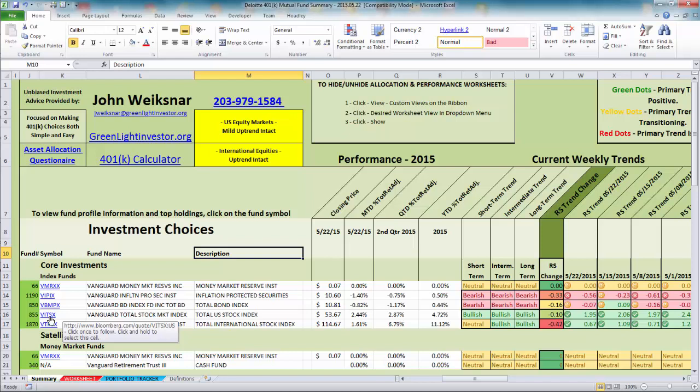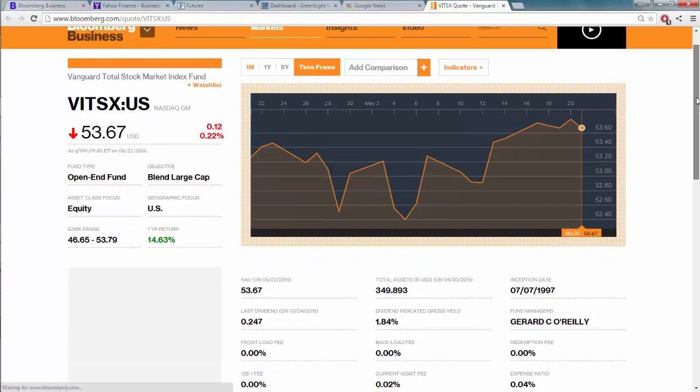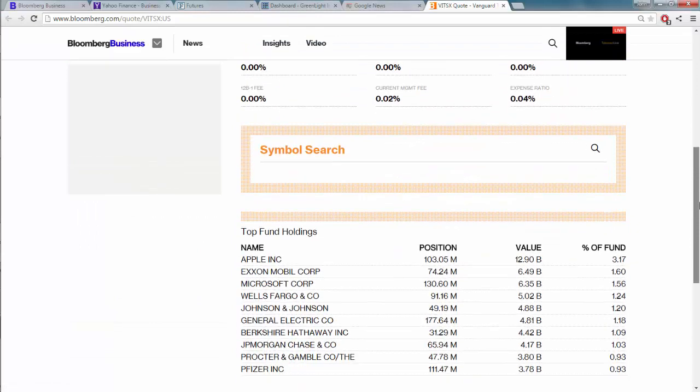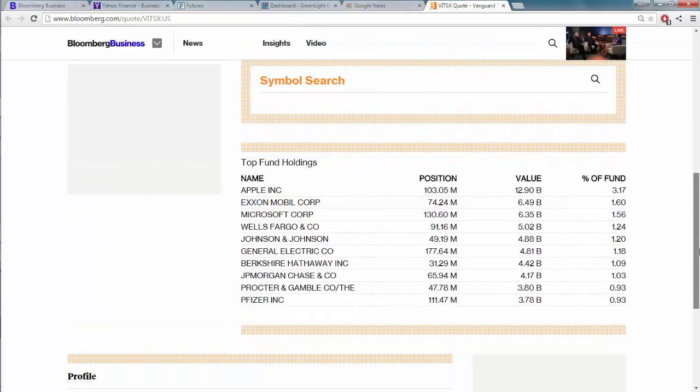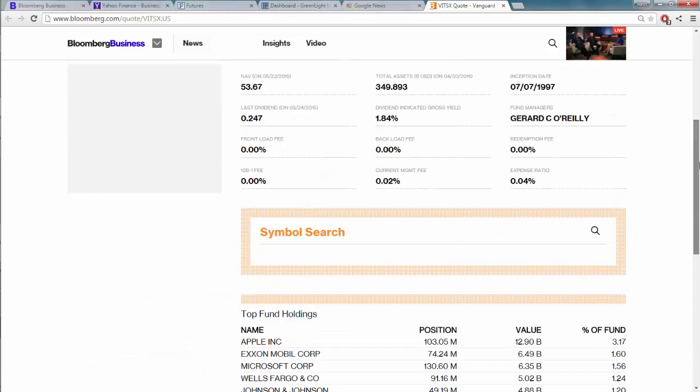If you'd like to take a closer view at what's inside of each fund and do some fundamental research, simply click on the hyperlink button and it'll take you to an outside resource where you can take a look at the fund, see how it's performing. You can find out what the top holdings are within the fund and a quick profile of what's available to the fund.